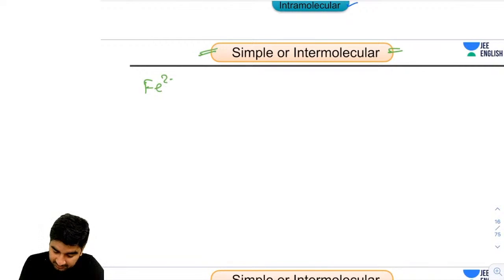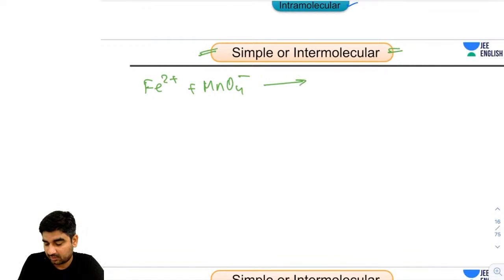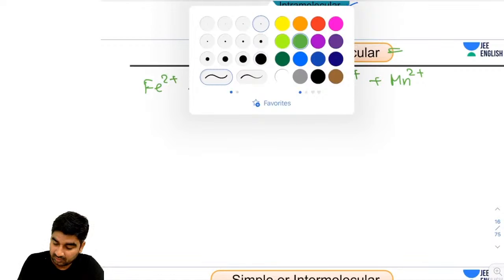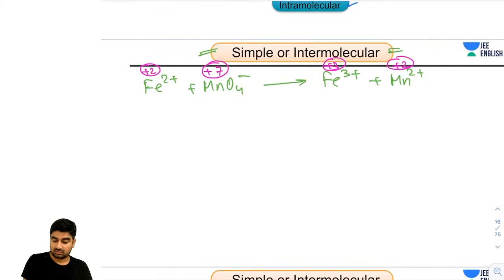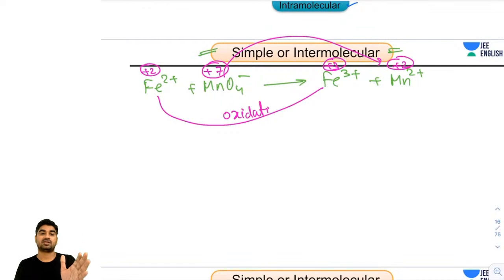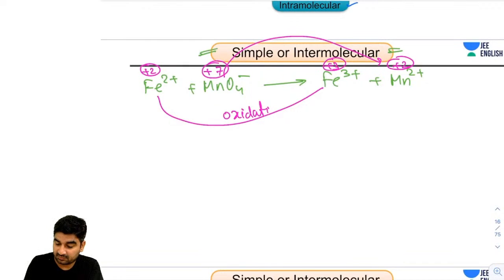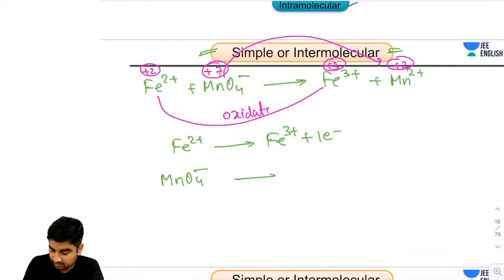If I'm writing Fe2+ and MnO4−, and the product is Fe3+ and Mn2+, so here this is +2, this is +7, +3, +2. So guys, here you can see oxidation of Fe is taking place and reduction of Mn is taking place. Mn is moving from +7 to +2 and Fe is oxidizing from +2 to +3. If you are writing here Fe2+ converting into Fe3+ plus 1 electron, now MnO4− to Mn2+, 5 electrons are here.